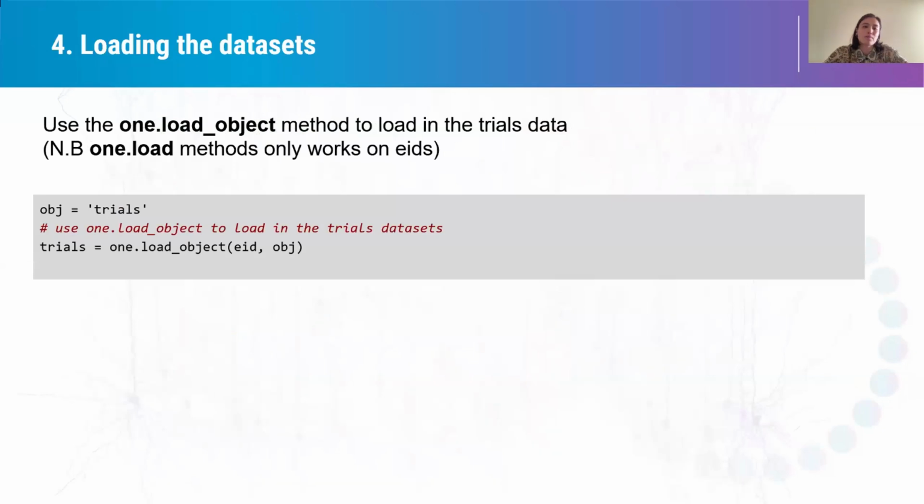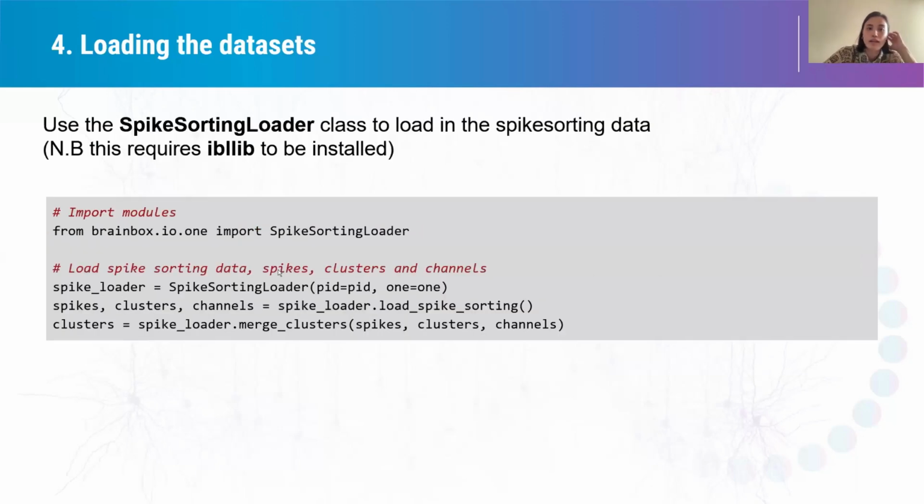Yeah, so okay, this is, I guess, the same. Using the documentation, it shows that for trials, we just use the one.load object. So we can then, in our Python console, just load in the trials for this session. And on the next slide, if we also refer to the spike sorting documentation, you'll find that the recommended way is not to use just an ONE method, but actually to use this spike sorting loader class. This is a class that we've written in IBL lib, that additional package I was mentioning to you.